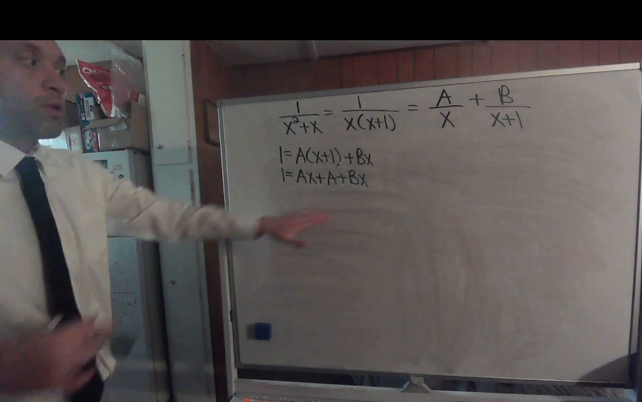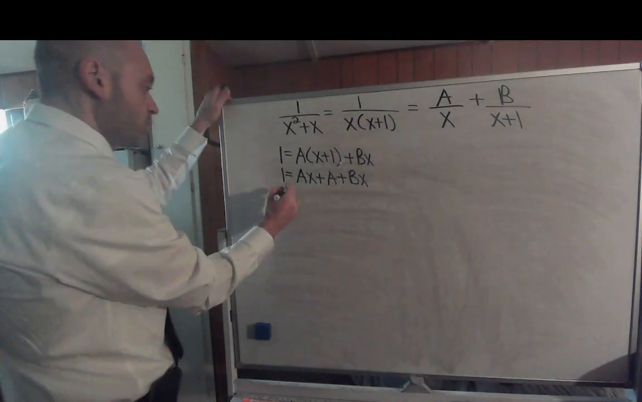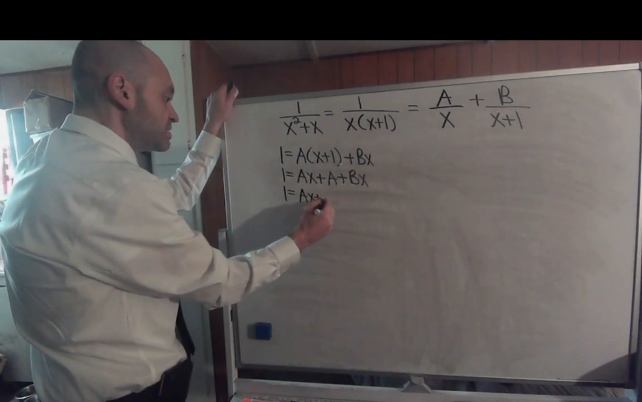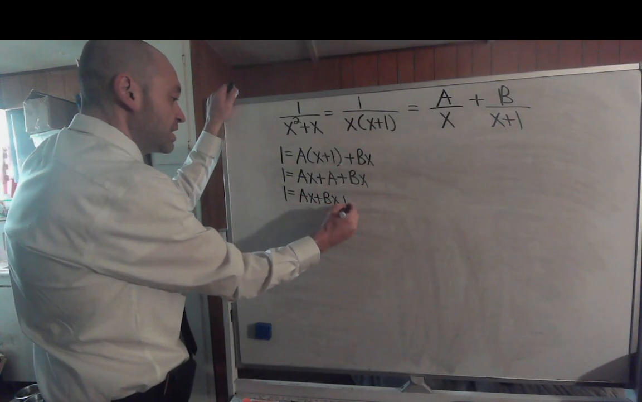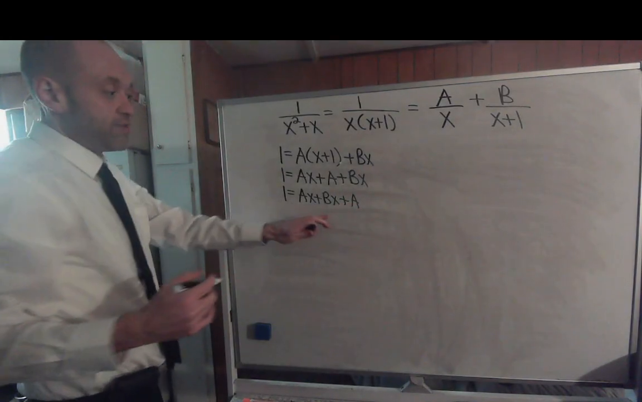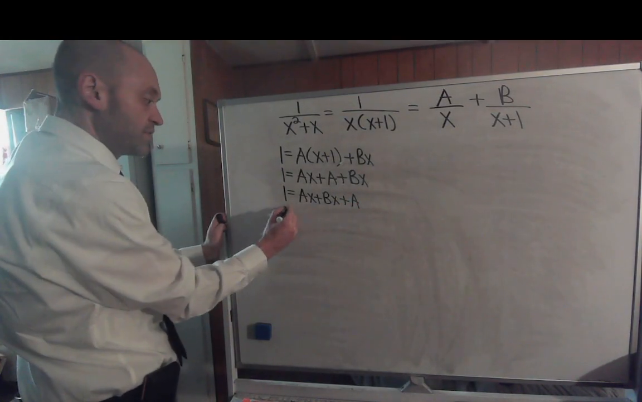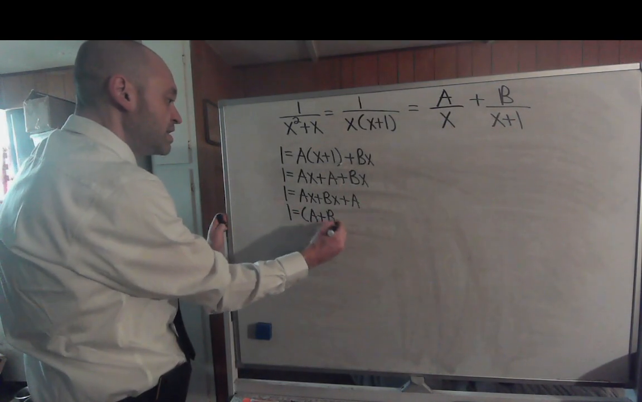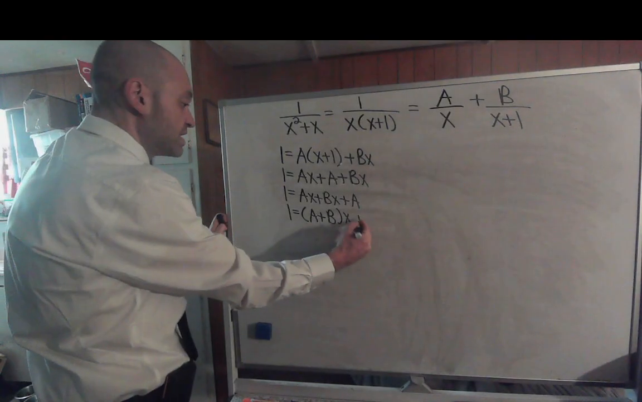Next, let's group our x terms together. So 1 would end up equaling ax plus bx plus a. Well, you have your x terms together. Let's factor out that x. So 1 would end up equaling a plus b times x plus that a.